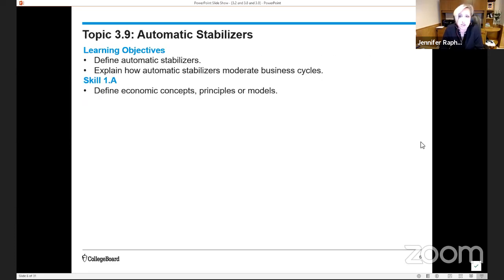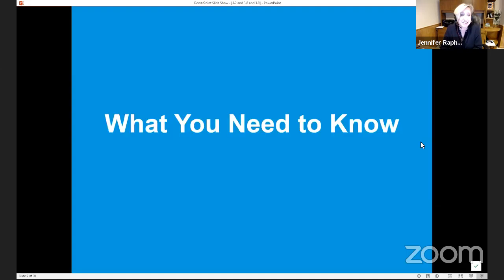And then we're going to get into talking about automatic stabilizers. Sometimes this concept proves a little tricky for kids. And then we're going to finish up with the multiplier conceptually, definitionally, how to use it, and how to calculate changes in economic conditions based on your understanding of the multiplier. So that's our plan for this evening. We will go ahead and get right in.